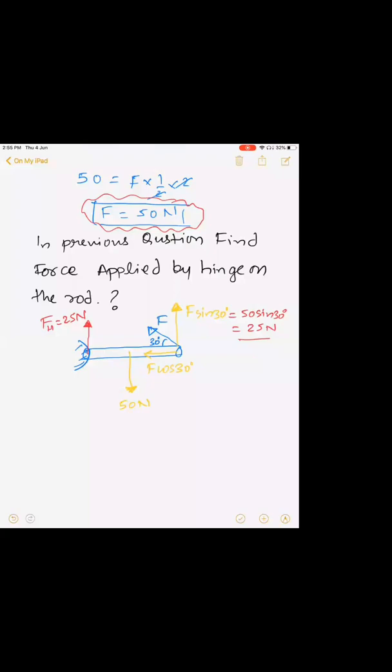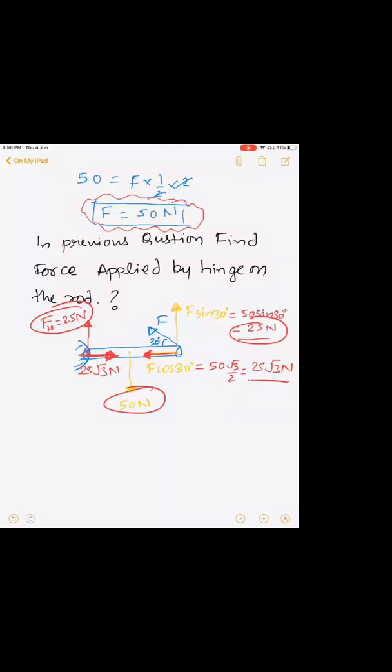Now, see, F cos 30 is acting at the left. You understand that? F is 50, cos 30 is root 3 by 2, so 25 root 3 is acting on the left hand side. So how much force must act on the right hand side so that the net horizontal force becomes 0? You want to make the net horizontal force also 0. So if on the left hand side you have 25 root 3 Newton force, the right hand side force must also be equal to 25 root 3. You understand that? Yes, sir.